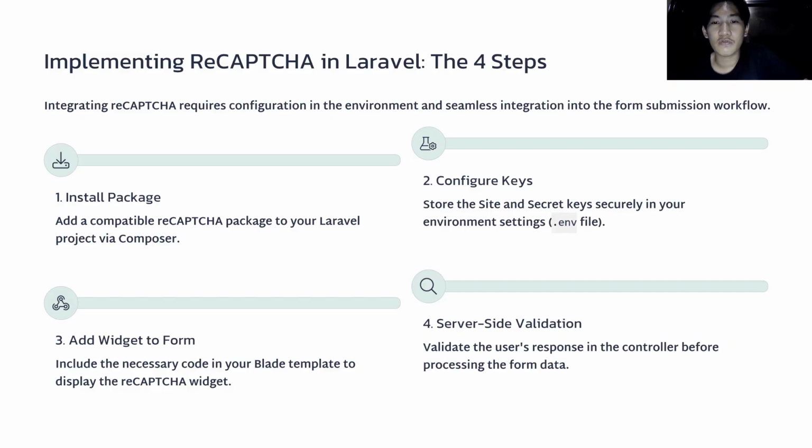Number two is configure keys. Store the site and secret keys securely in your environment settings in the .env file. Third is add widget to form. Include the necessary code in your Blade template to display the reCAPTCHA widget. And lastly, number four is server-side validation. Validate the user's response in the controller before processing the form data.